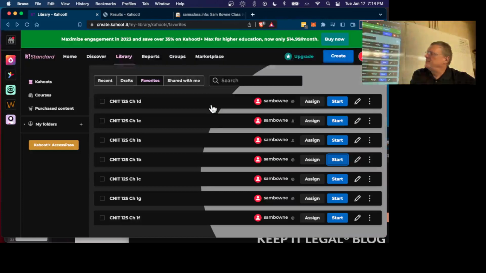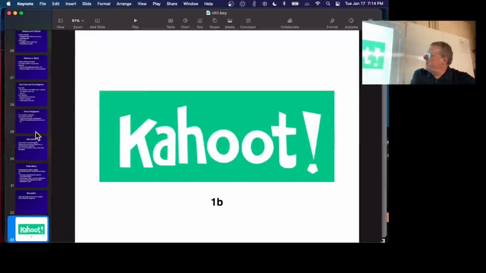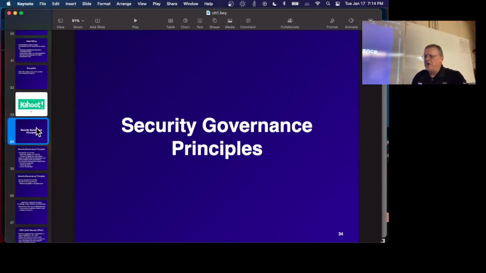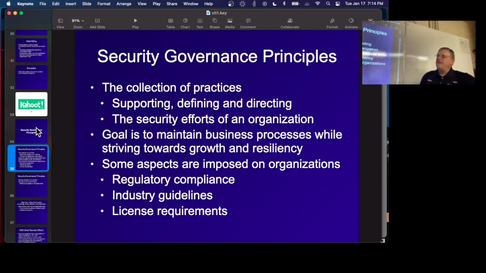there it is. All right, we'll do one more section of these and that's it for today. So, security governance principles. Governance is the practices that organize all these security processes we've been talking about. So you're trying to maintain business processes and make it so you can grow and be resilient to flaws and problems that come out.